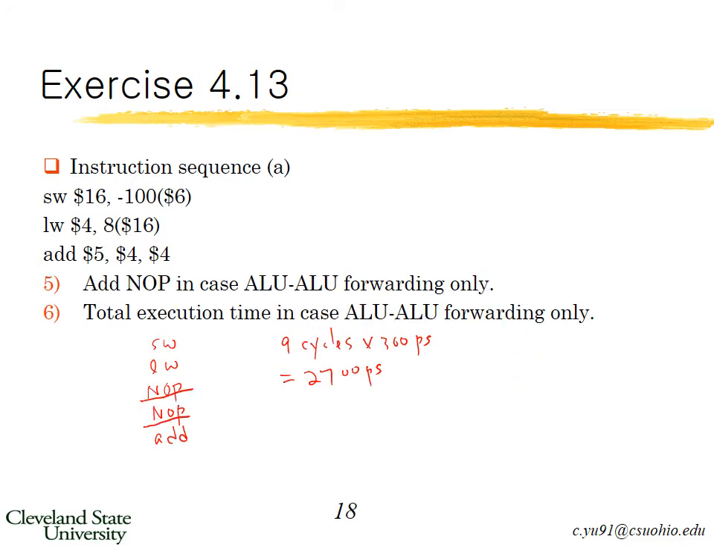So question number 5, in case only ALU forwarding is available, so the memory module to ALU is not there. So in that case, this is the same as the no forwarding case, which means that we need to have 2 no operations. And since there is a forwarding mechanism, I assume it is 300 picoseconds. So 9 cycles multiplied by 300 picoseconds is 2700 picoseconds.